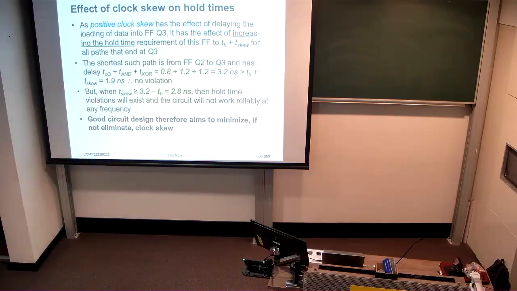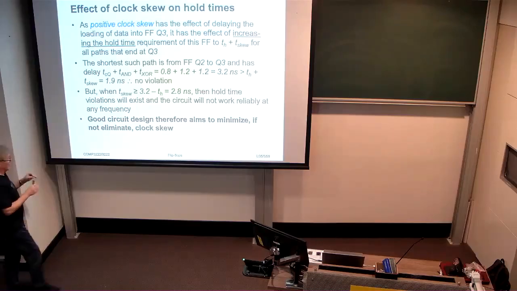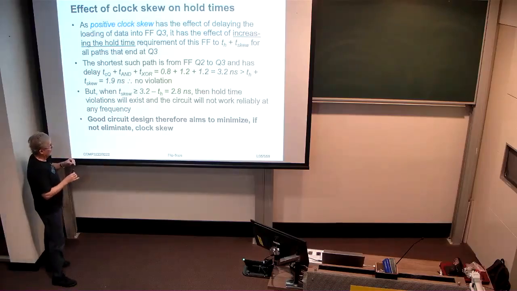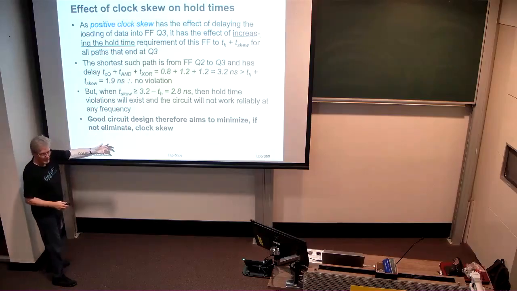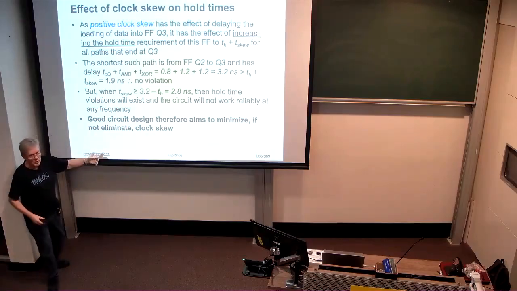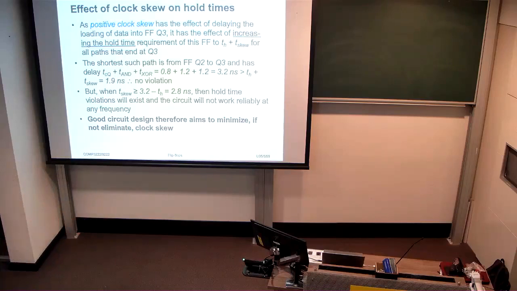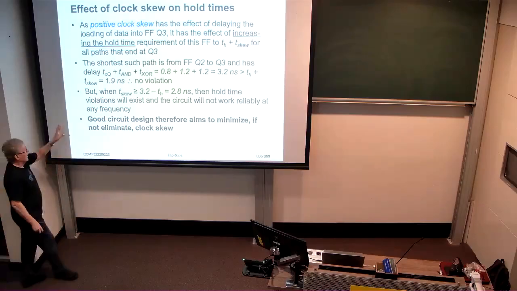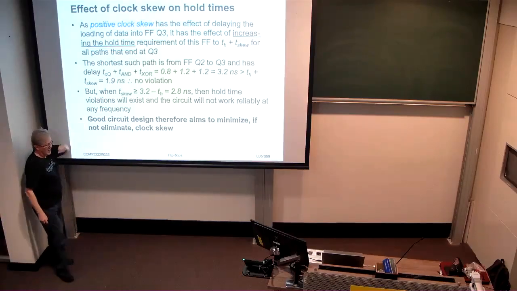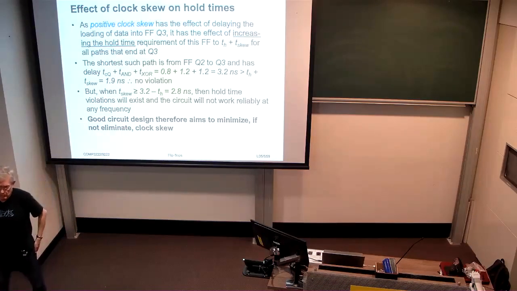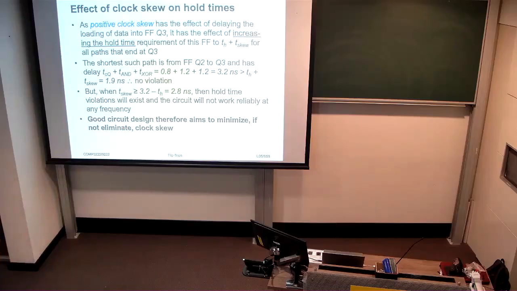But we could keep on increasing the clock skew up to 2.8 nanoseconds and not violate any hold times. But if we go beyond 2.8 nanoseconds, then we're violating the hold time and the counter is not going to be working at any clock frequency. Just won't work. So the main message is to design away clock skew as much as possible.